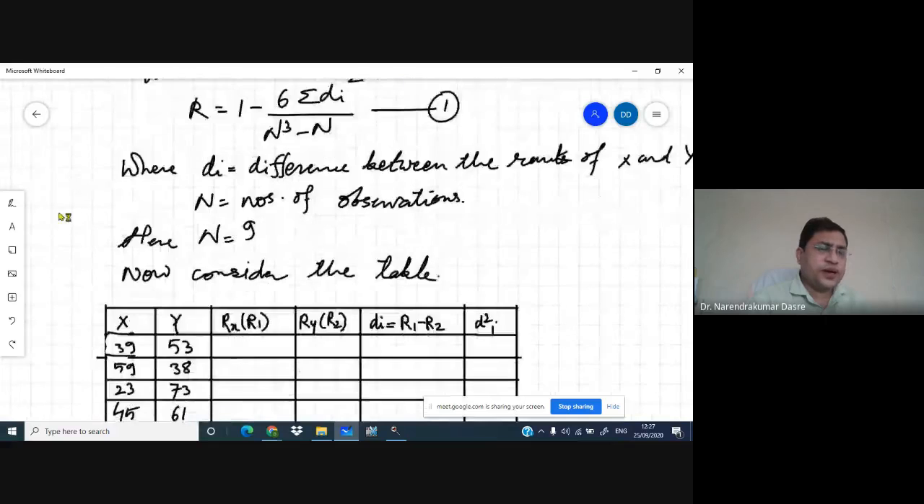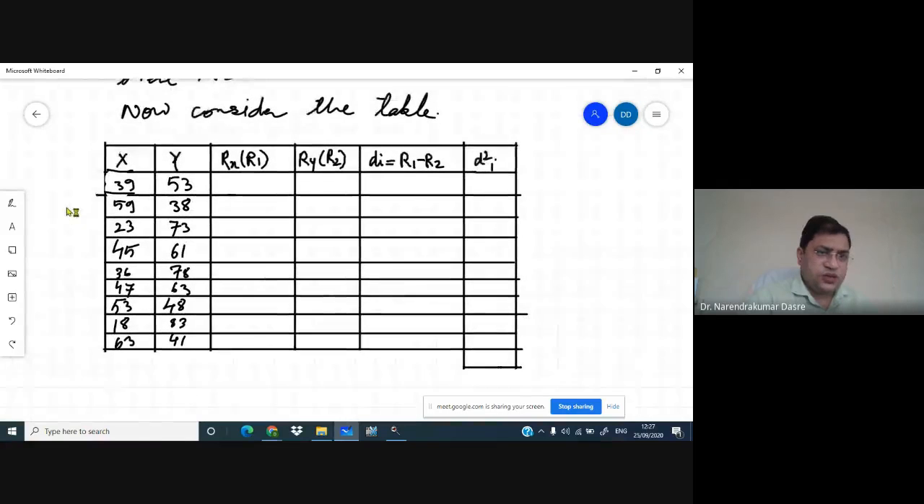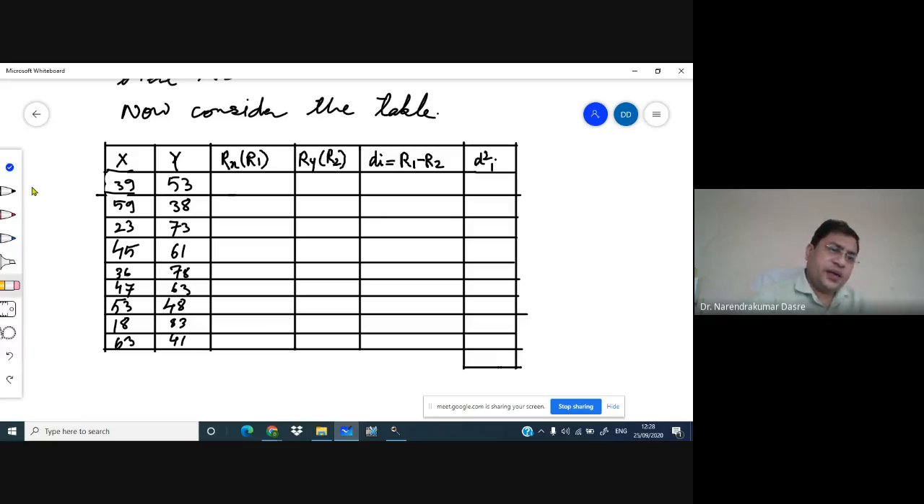So let us see how to assign the rank. About the rank, I have given you the idea that maximum marks get a better rank. So that principle I am going to follow here. Who is maximum in this X series? You can see 63 is maximum. So you can give rank one to this 63.